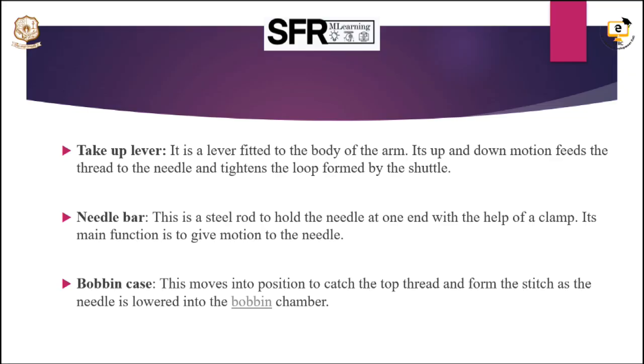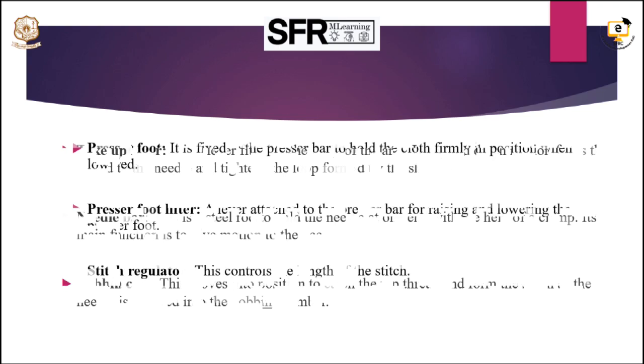And then the sixth one is the needle bar. This is a steel rod that holds the needle at one end with the help of a clamp. The main function is to give motion to the needle. And then the bobbin case. This moves into position to catch the top thread and form the stitches as the needle is lowered into the bobbin chamber.